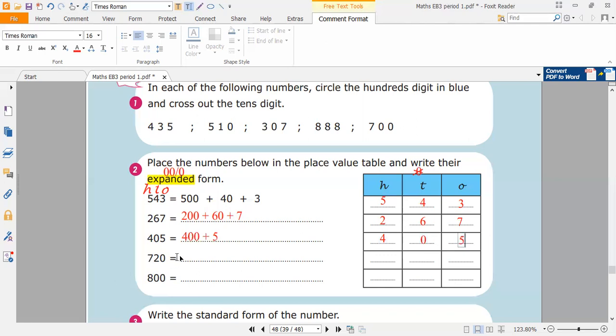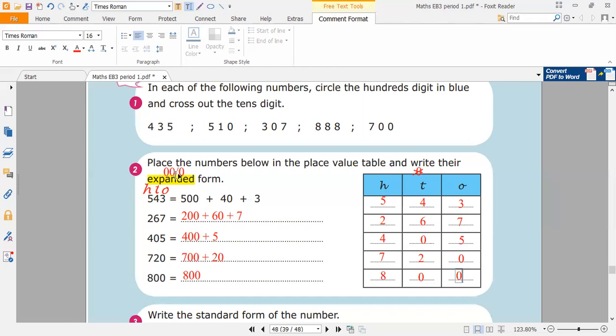Next, 720. 700 plus 2 tens, 20 plus. Do I have ones? No, no need to write ones, 0 in the ones. Here I have 7, 2, and 0. The last one, 800. Here I have 0 ones, 0 tens, 800. So I will write 800. Do I need to write plus 0 plus 0? No. Just 800, because I don't have tens and I don't have ones. So I will write here 800, 0 tens and 0 ones.